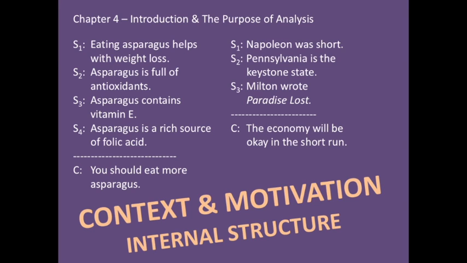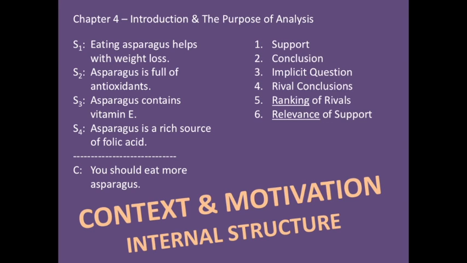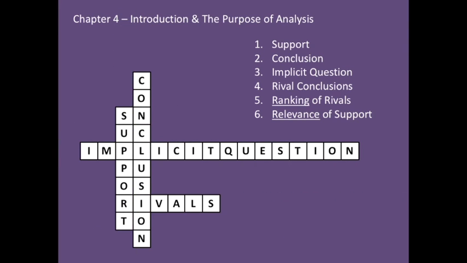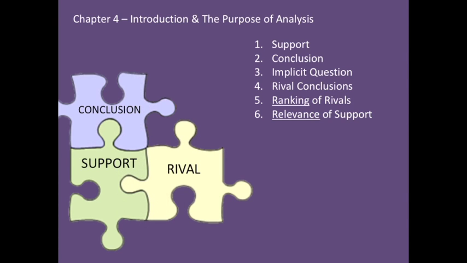Chapter 4 is giving us a set of tools and vocabulary for talking about the internal structure of an argument. By the end of chapter 4, we'll have 6 different tools that we can use to talk about the internal structure of an argument. And when we bring them all together, they form a complete argument. Like pieces of a puzzle, when all of them are fitted together, we'll have a complete picture of the argument.